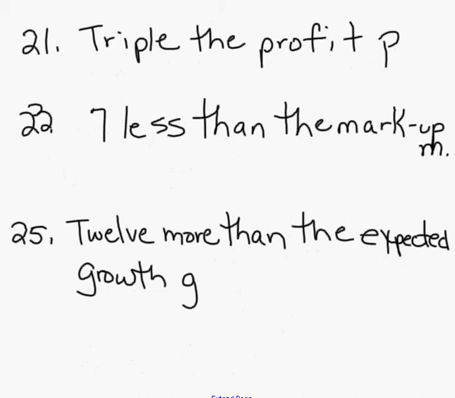Okay, the instructions for these three say translate the verbal statements into algebraic expressions. Triple the profit P, number 21, means we're starting with P and we have to triple it. Triple it means multiply it 3 times, so it would simply be 3P.